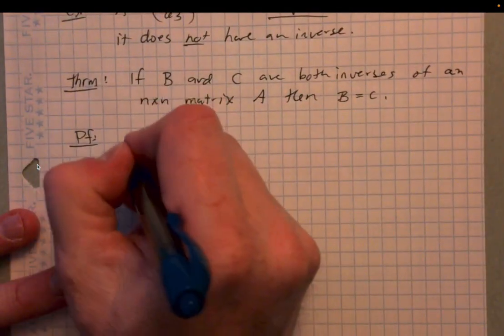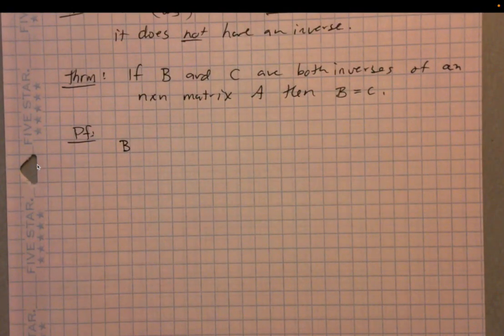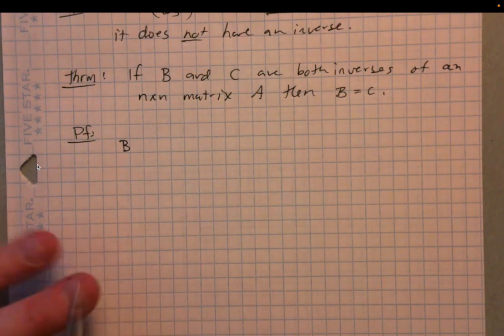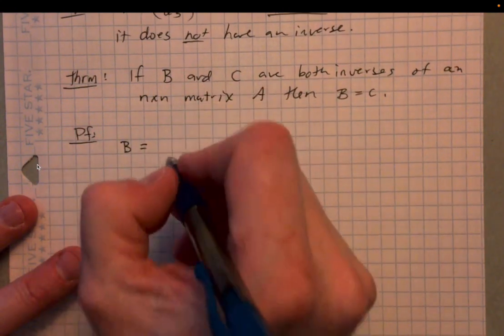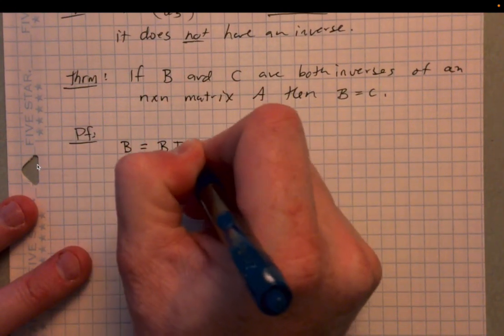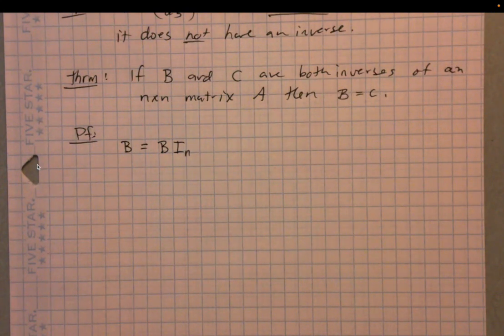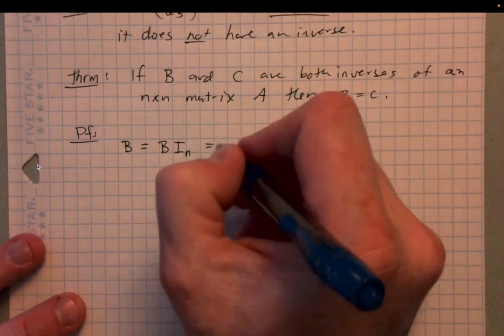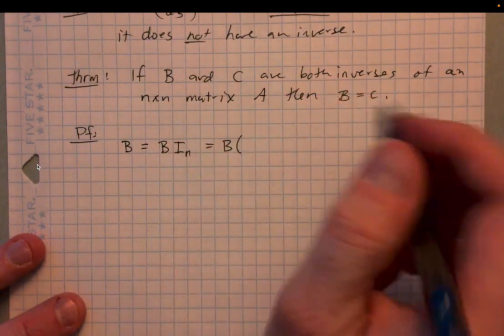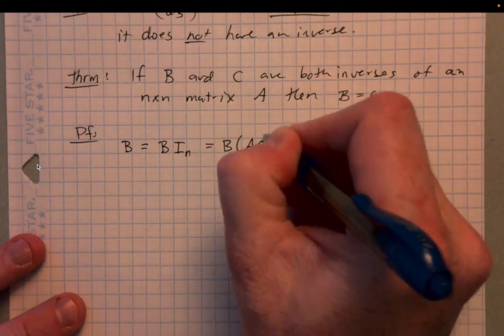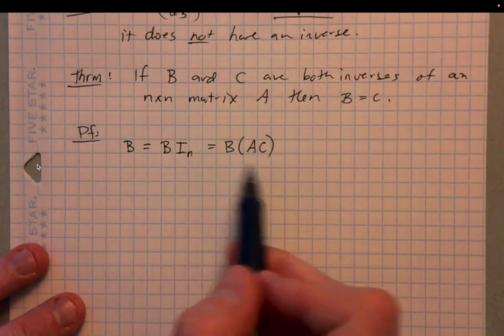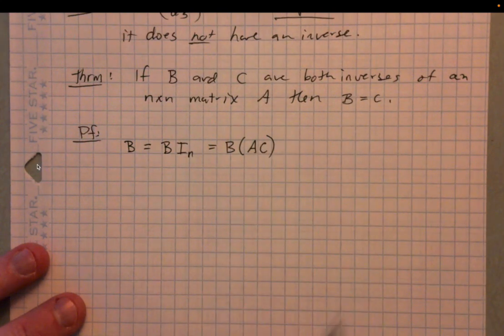You can derive this really quickly. So we'll start with B. We're going to assume that B and C are both inverses of a matrix A, right? That's our assumption. So we start with B, and we know that B is equal to B times the identity matrix. That's just like multiplying by 1, so we know that's fine. And the identity matrix would be equal to A times C, because C is assumed to be an inverse of A.